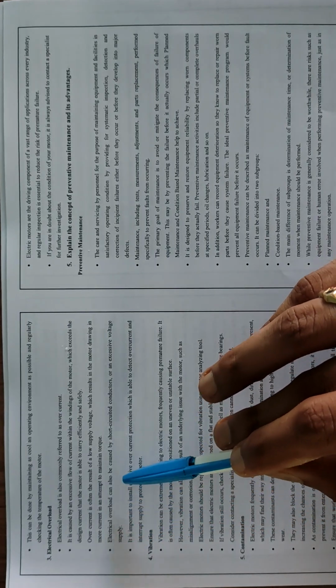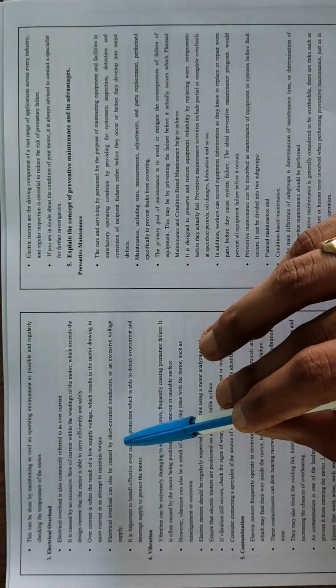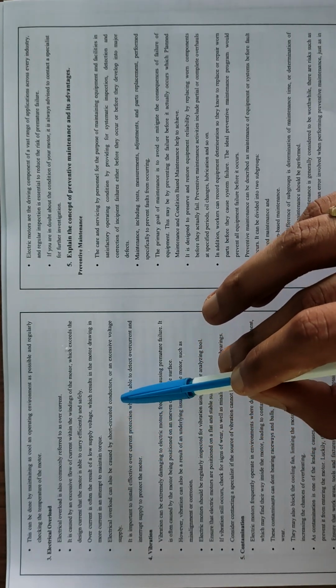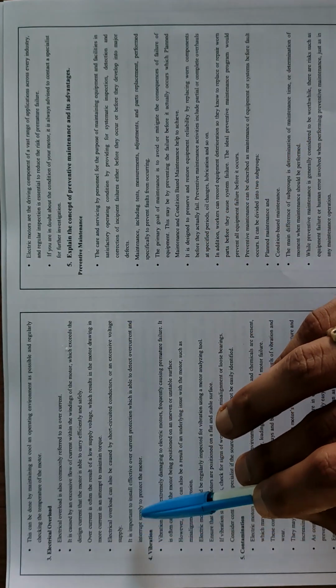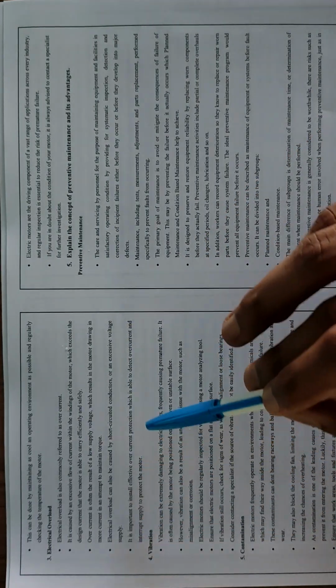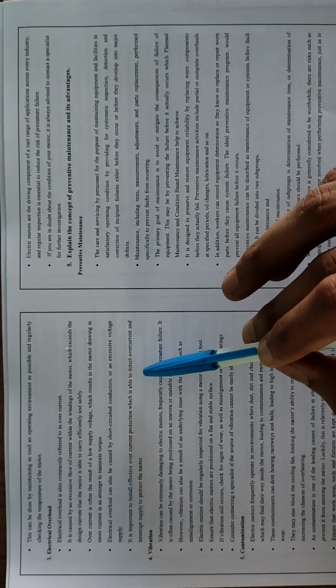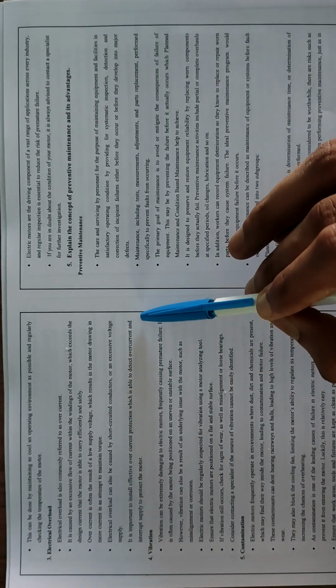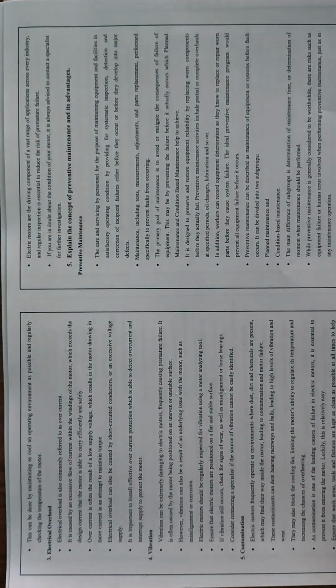Electrical overload can also be caused by short circuited conductors or an excessive voltage supply. It is important to install effective overcurrent protection which is able to detect overcurrent and interrupt supply to protect the motor.